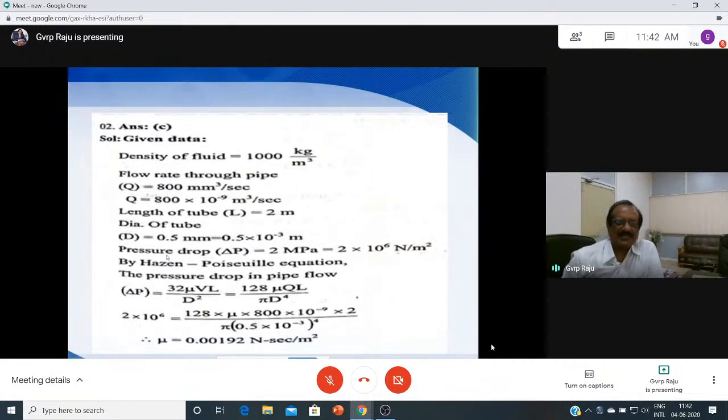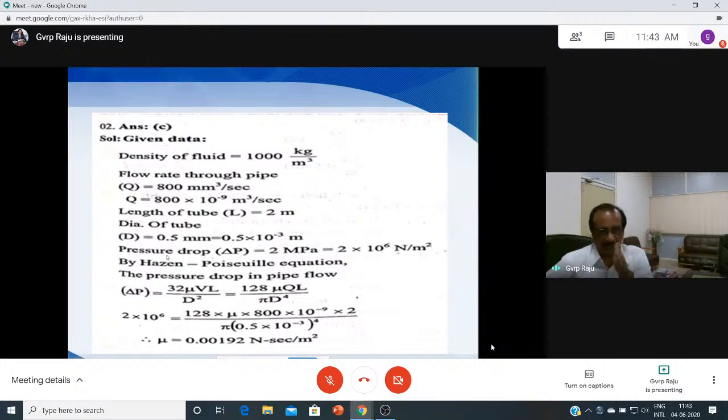And he has given density of fluid is 1000 kg per meter cube and the discharge is 800 mm³ per second. So you need to convert, you need to be comfortable with the system of units. So 800 into 10 power minus 9 meter cube per second, that is also equal to. Length of the tube is equal to 2 meters. So diameter of the tube is 0.5 meters. So the discharge in terms of meters, 1 mm, as you know, is 10 power minus 3 meters.